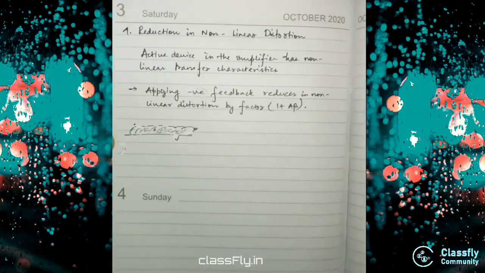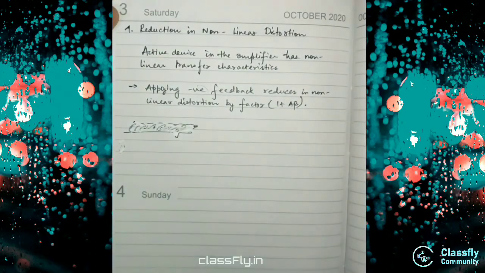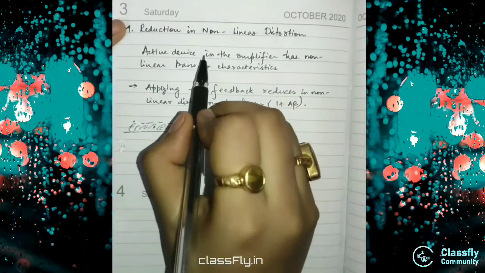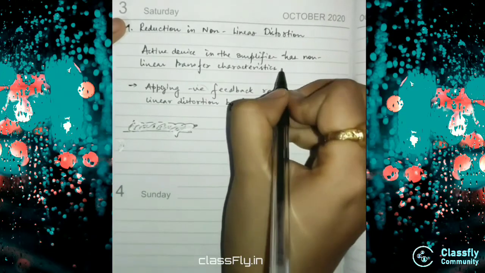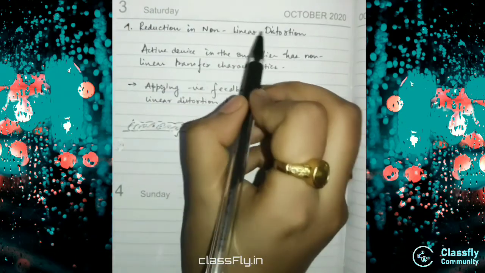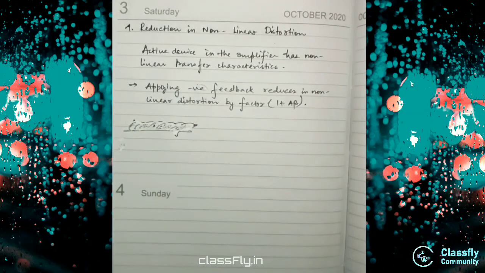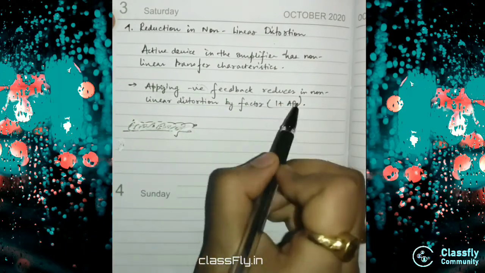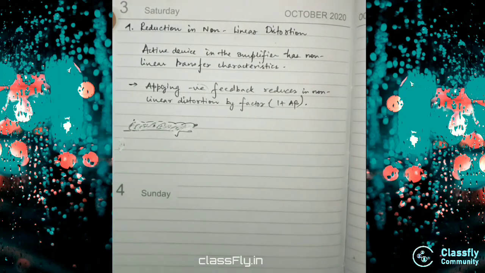The fourth point is the reduction in non-linear distortion. Non-linear distortion happens when there is an active device like a transistor in the amplifier which has a non-linear transfer characteristic. Whenever we apply negative feedback, it will reduce this non-linear distortion by the factor 1 plus A beta. Mathematically, you can also say that this distortion will decrease by the factor 1 plus A beta.